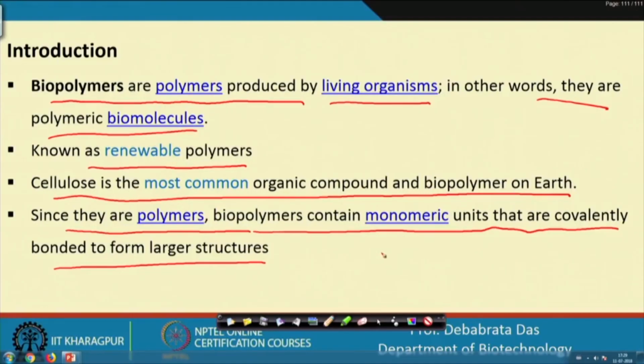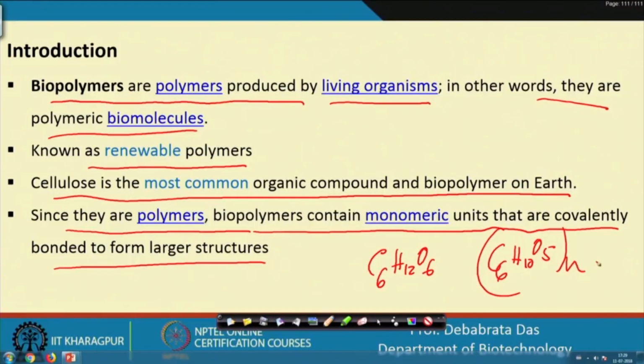I can give a typical example. Suppose the formula of glucose is C6H12O6. Am I right? So when we say polymer of glucose, what will be the formula? C6H10O5 to the power n. This is how the polymer formula looks, where n is the number of molecules. So one glucose molecule binds with another glucose molecule like this, and this linkage is either alpha 1,4 or beta 1,4, or maybe alpha 1,6 linkage.